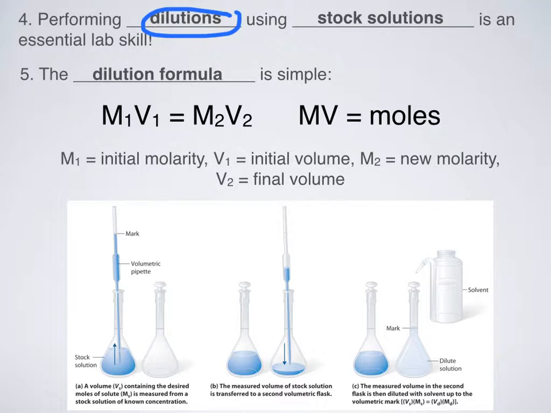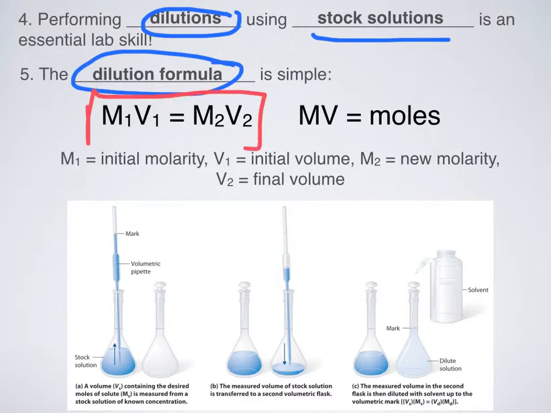Performing dilutions using a stock solution is an essential lab skill that every chemistry student needs to know. What we use to figure out what concentration our new solution will be after we've added a sufficient amount of water to dilute it is the dilution formula. This one right here is the dilution formula. It's not this one. This one explains, though, why the dilution formula even works. But M1 times V1 equals M2 times V2.